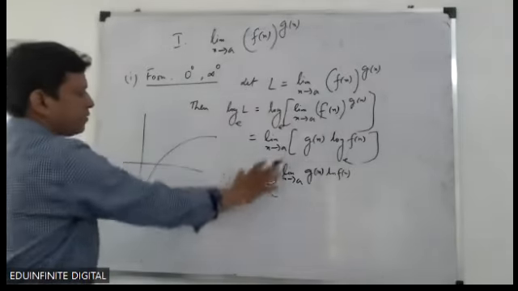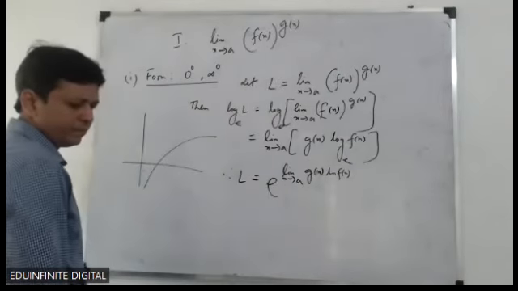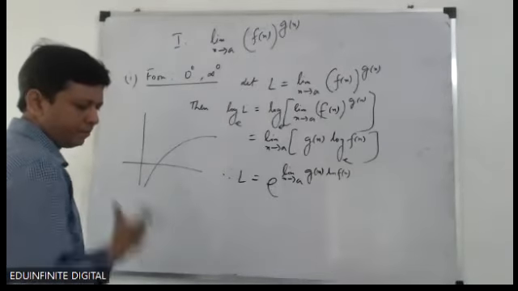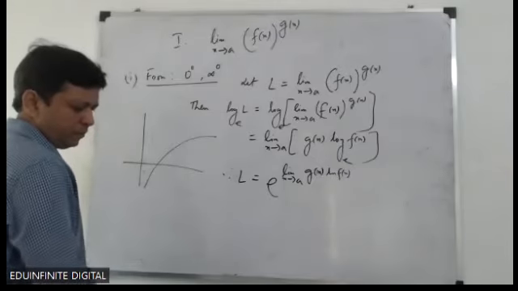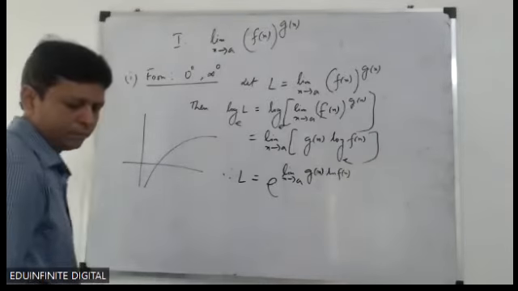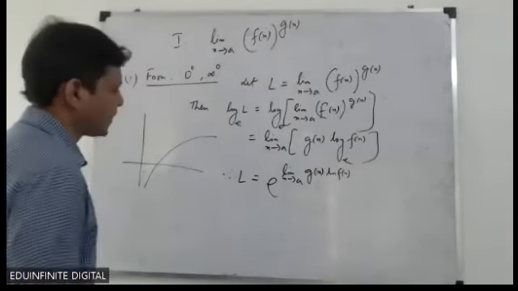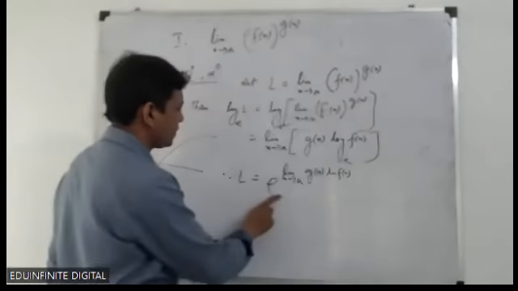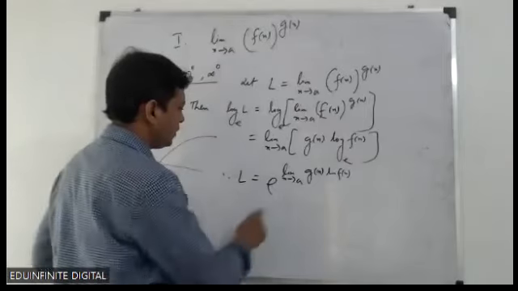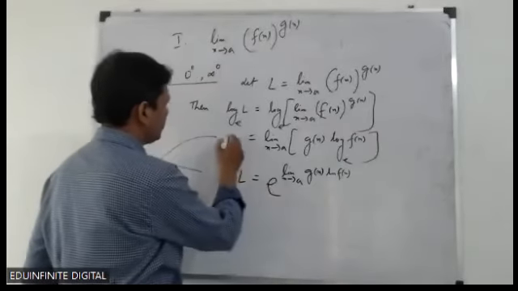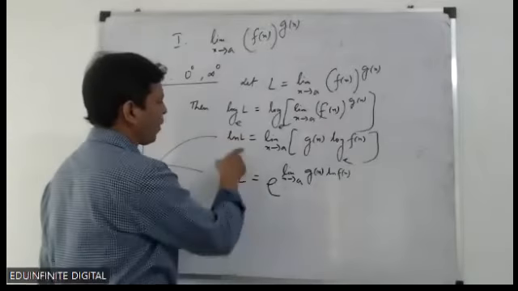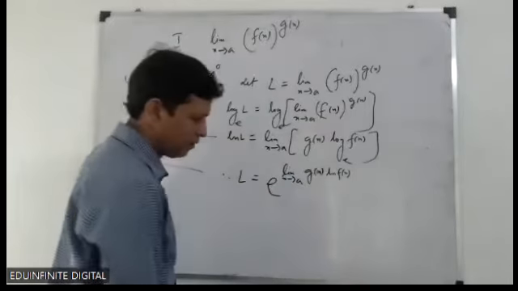Excuse me, sir, in the last line, therefore L is equal to limit x, is the e there? Yes, this is ln L. So basically L is e to the power this whole thing. Okay, sir.